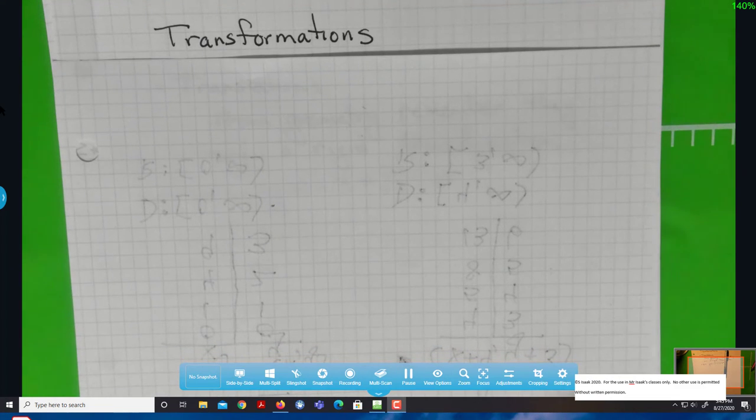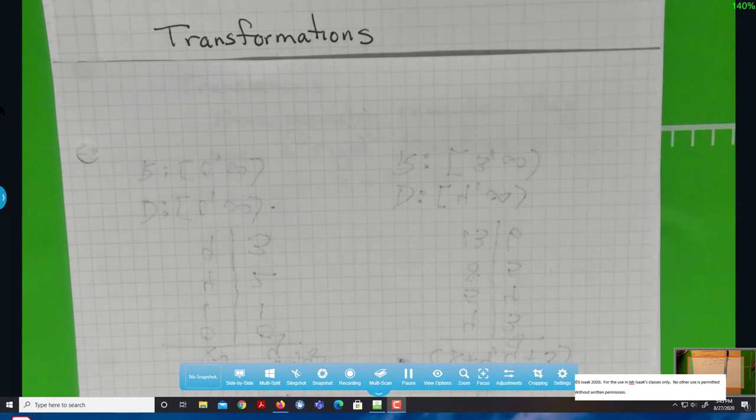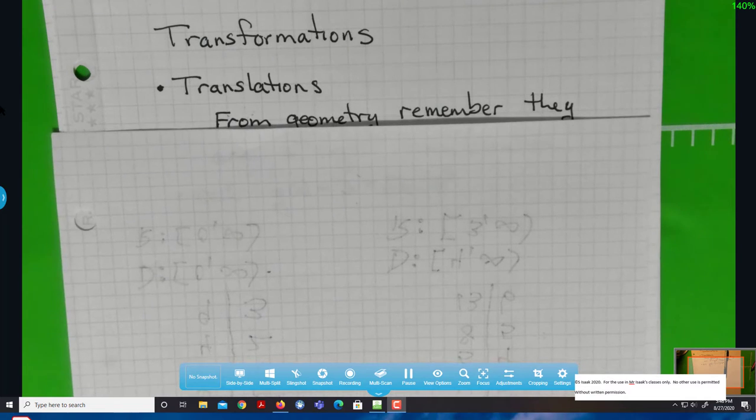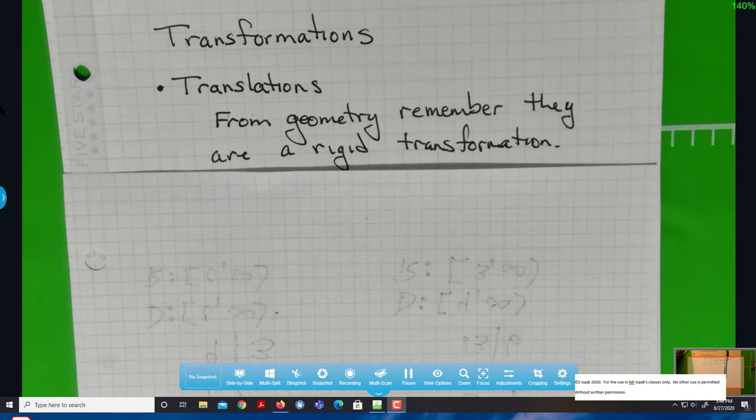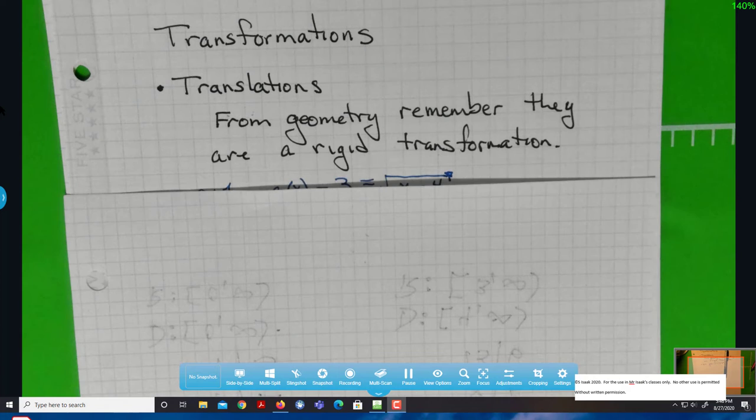All right, so I want to start with transformations tonight. We're going to look at the square root function. But from transformations, we're going to start with translations. You need to remember from geometry that they are rigid. It's a rigid transformation. It preserves properties.